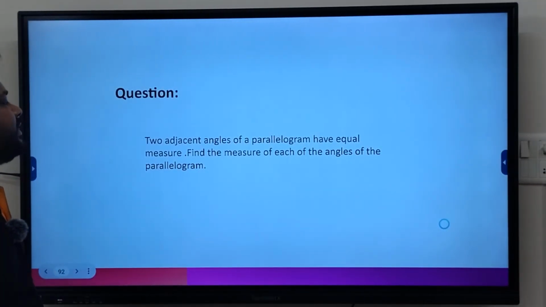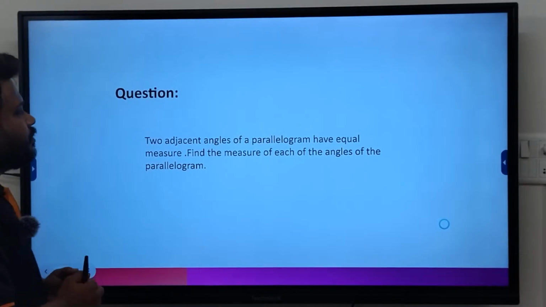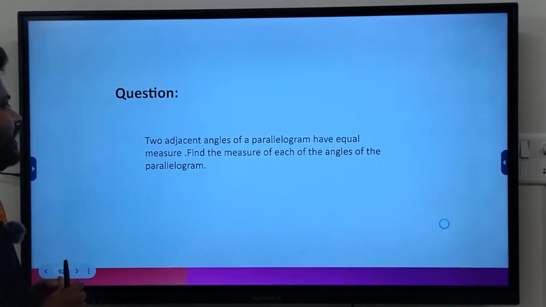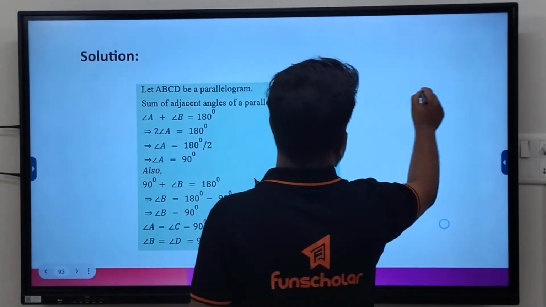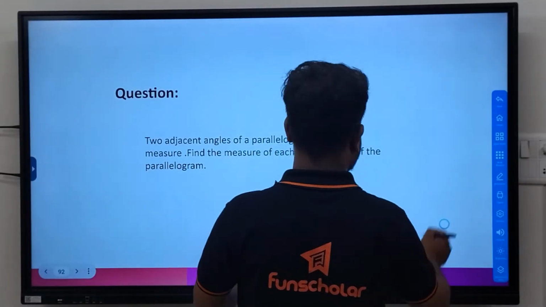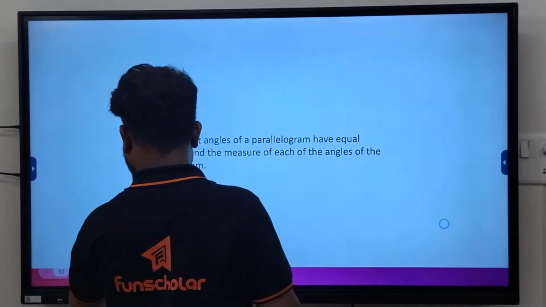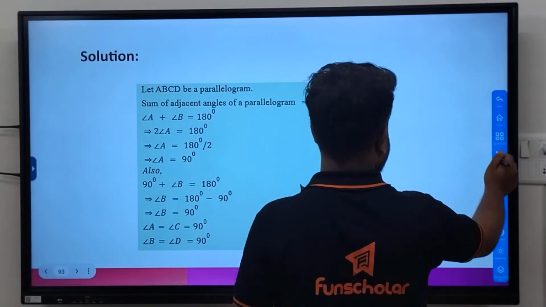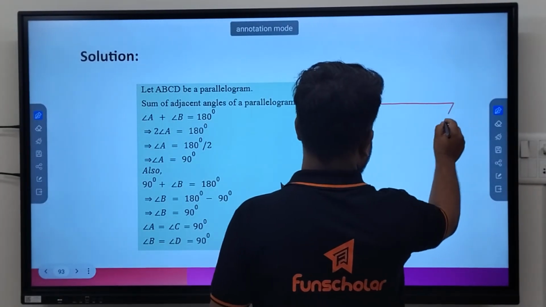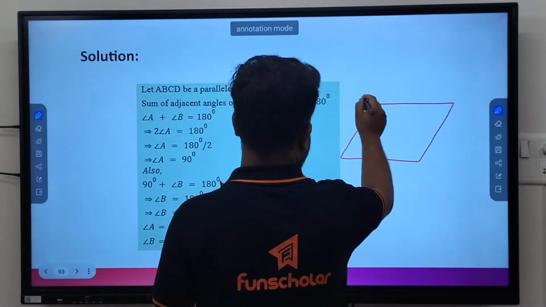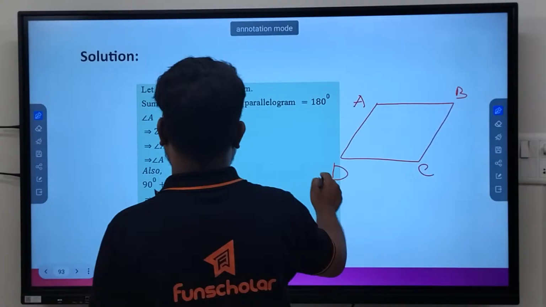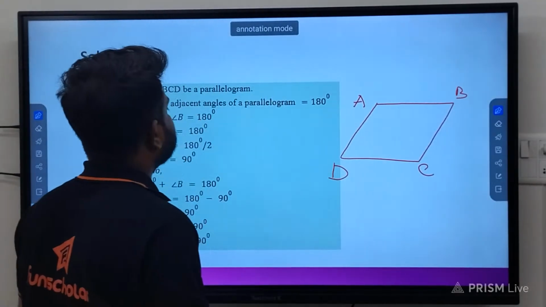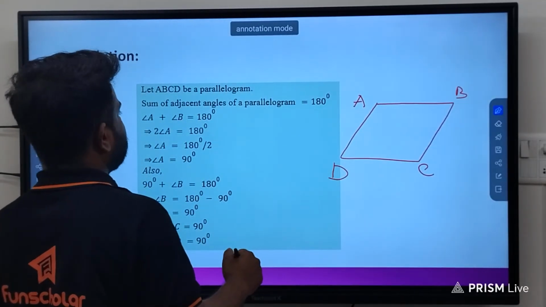Next question: two adjacent angles of a parallelogram have equal measure. Find the measure of each of the angles of the parallelogram. Okay. So if ABCD is a parallelogram, the sum of the adjacent angles of a parallelogram is 180 degrees, which is given.